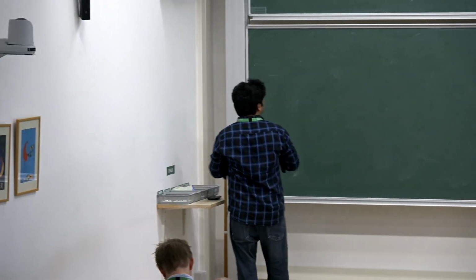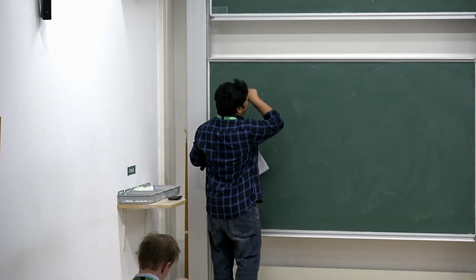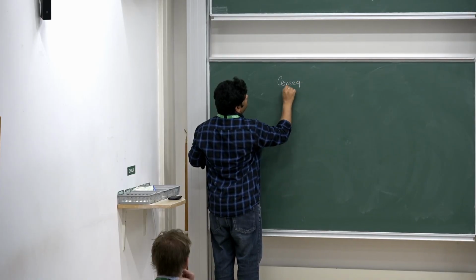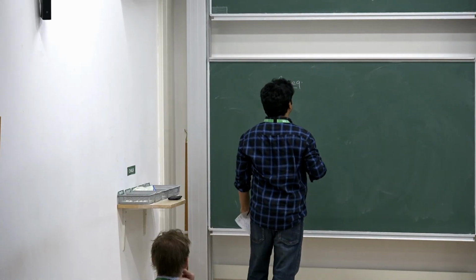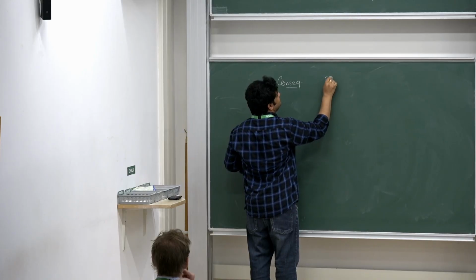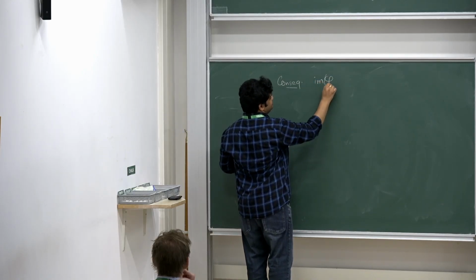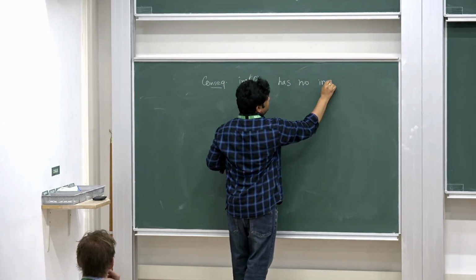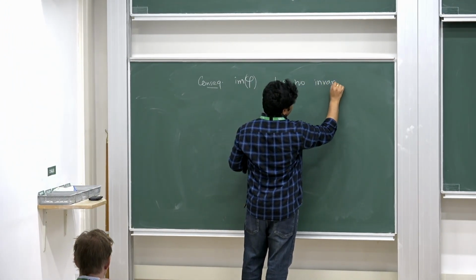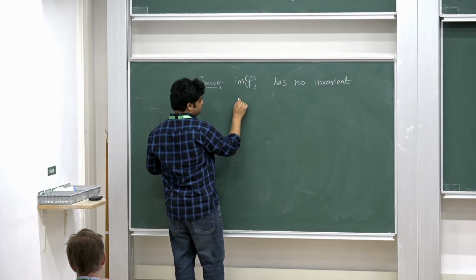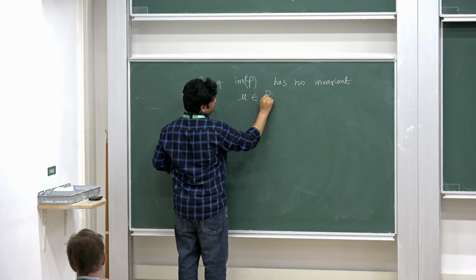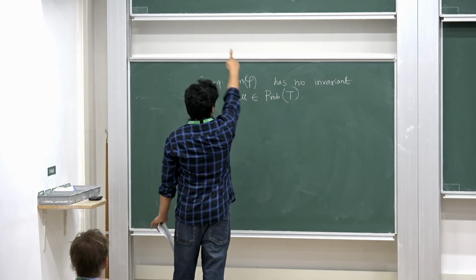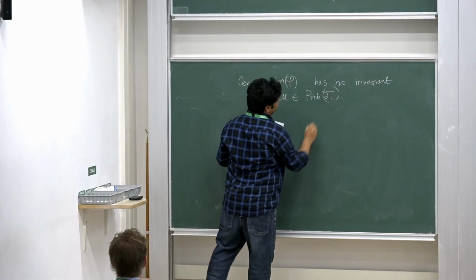Okay. So now here's a consequence of choosing this nice hyperbolic element: the image of phi has no invariant probability measure on the boundary of the tree. T is that tree, and there is a boundary.